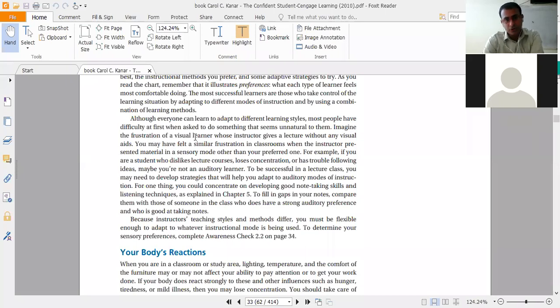Imagine the frustration of a visual learner whose instructor gives a lecture without any visual aids. अगर कोई विजुअल लर्नर है तो उसके इंस्ट्रक्टर अगर लेक्चर ही देता रहेगा तो उसके लिए मुश्किल हो जाएगा. लेकिन अब उसको अपने आप को चेंज करना है, ग्रुप स्टडी में, पेयर वर्क में, अपने टीचर के मुताबिक, तो फ्लेक्सिबिलिटी होनी चाहिए. He and she should be able to adapt. That is very important. ठीक है.